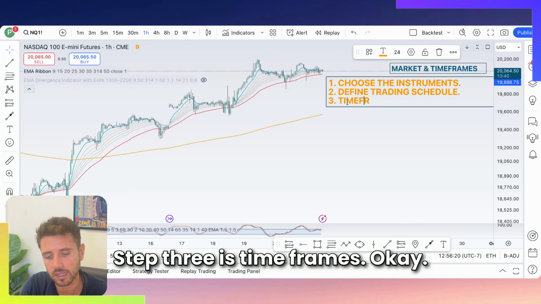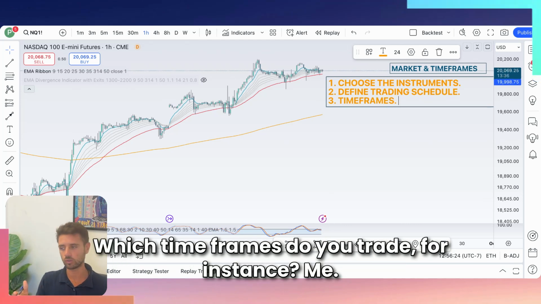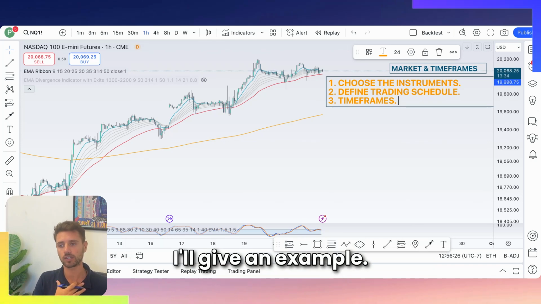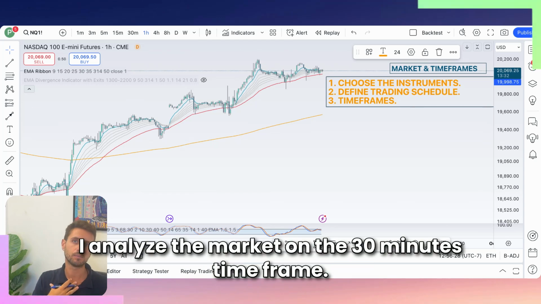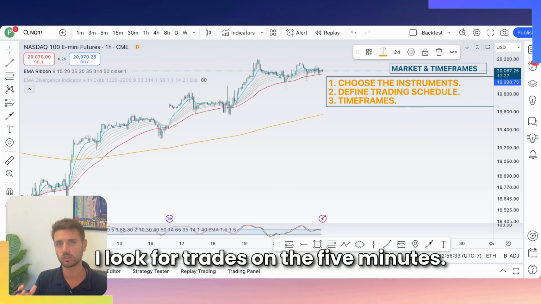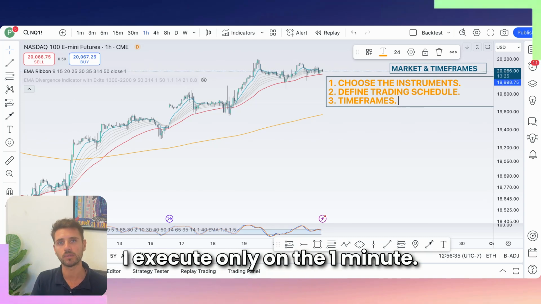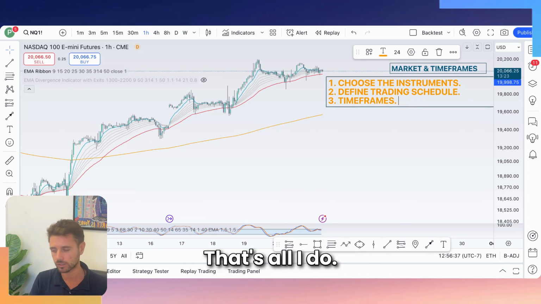Step 3 is time frames. Okay. Which time frames do you trade? For instance, me, I'll give you an example. I analyze the market on the 30 minutes time frame. I look for trades on the 5 minutes. I execute only on the 1 minute. That is my strategy. That's all I do.